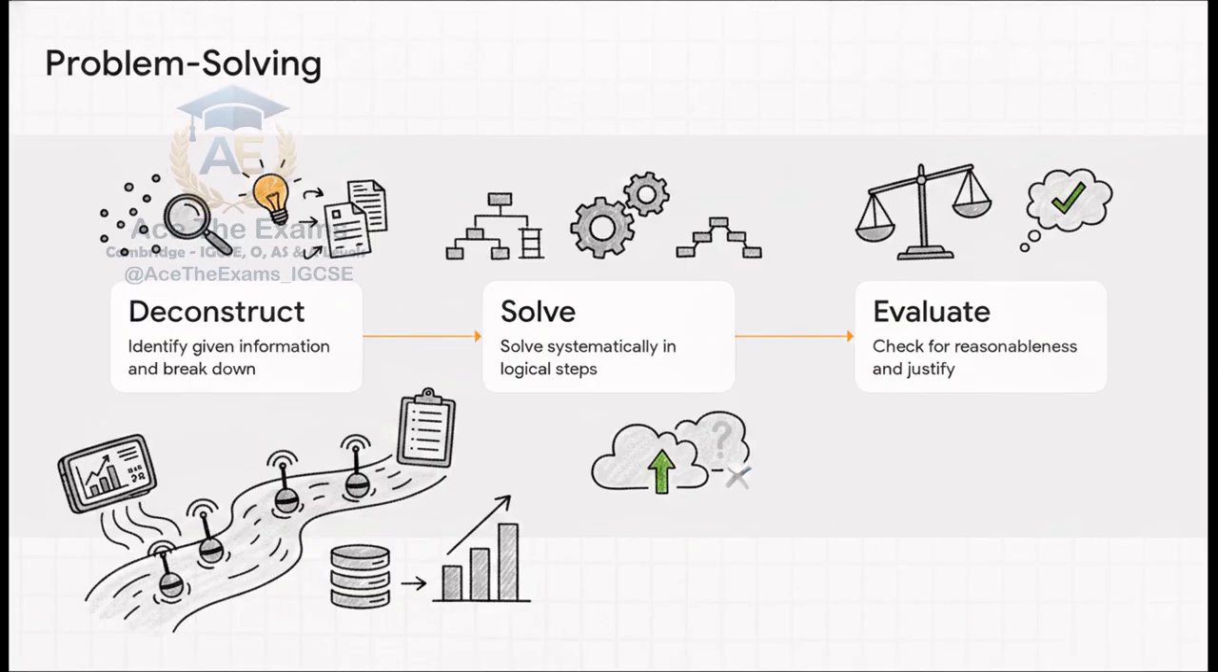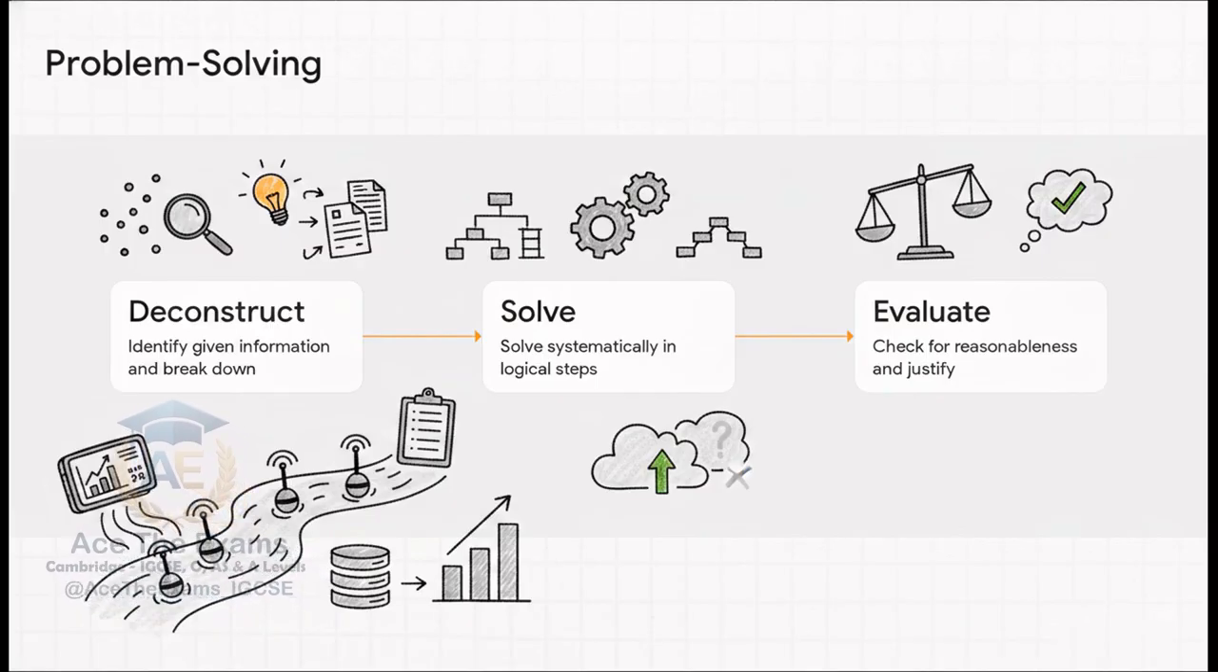Step 1. You deconstruct the given information. Strip away the fluff and find the core constraints. Step 2. Solve systematically using your Peel framework. Step 3. Evaluate by checking reasonableness and fully justifying your recommendations.